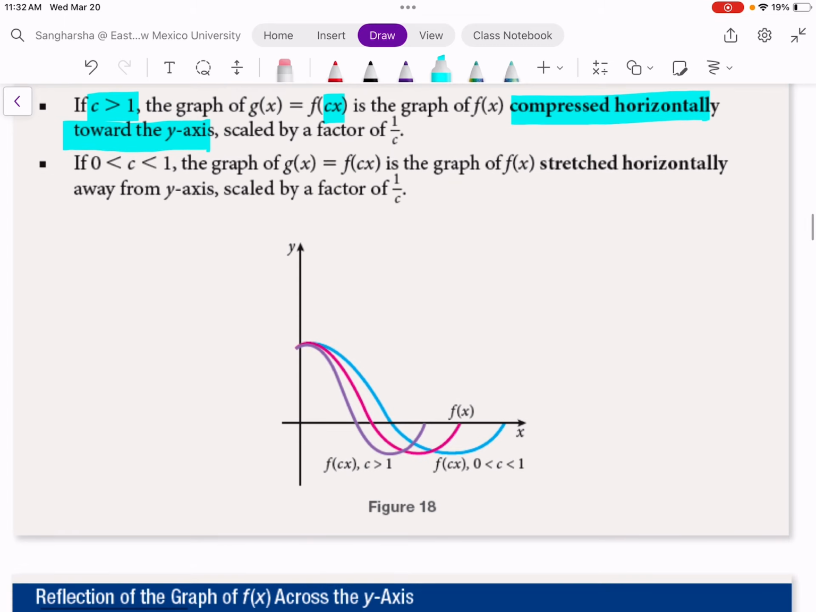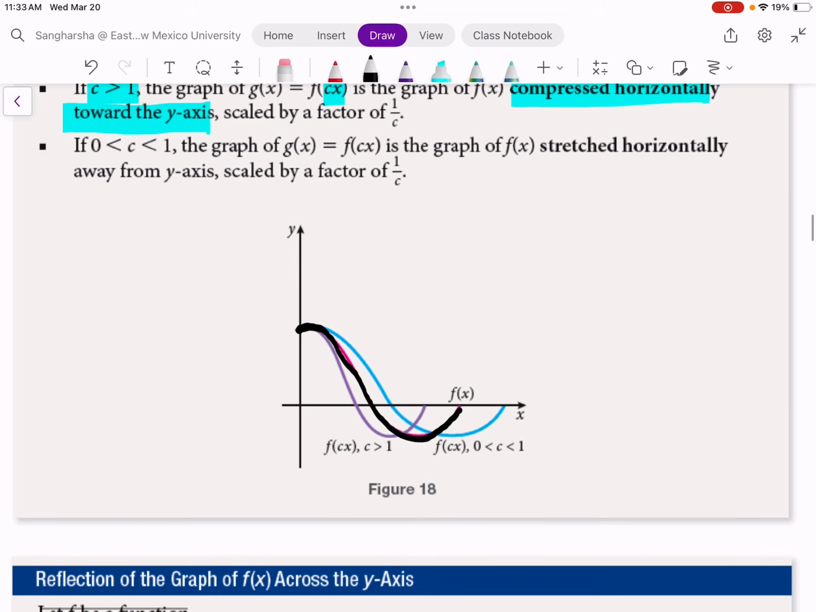Like here in the graph we can see, this is our graph for a basic function. Now when we replace x of a function by cx, and c is greater than 1, then the graph is this one. The graph is compressed towards the y-axis.